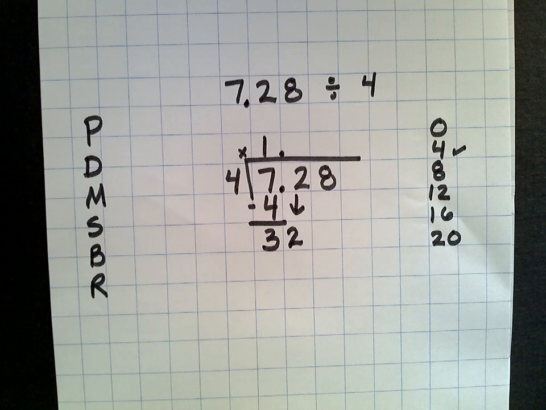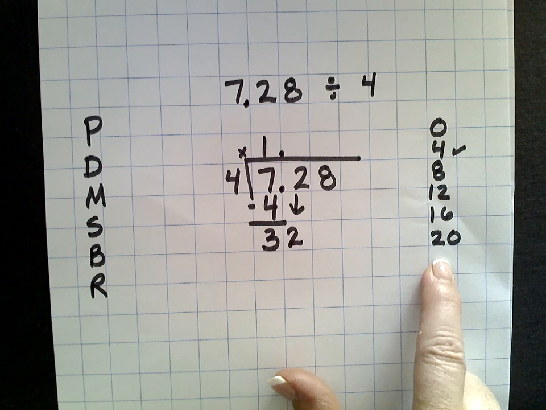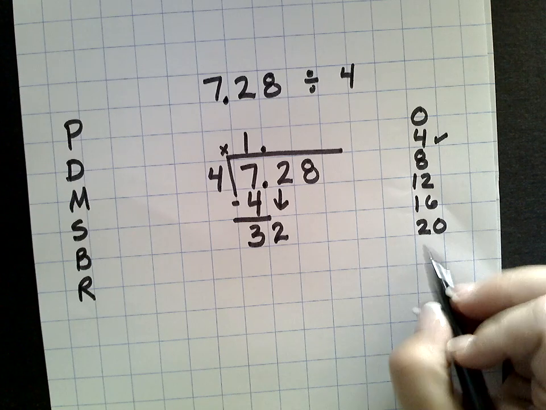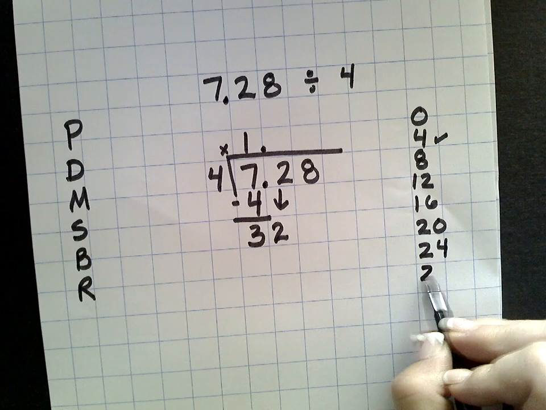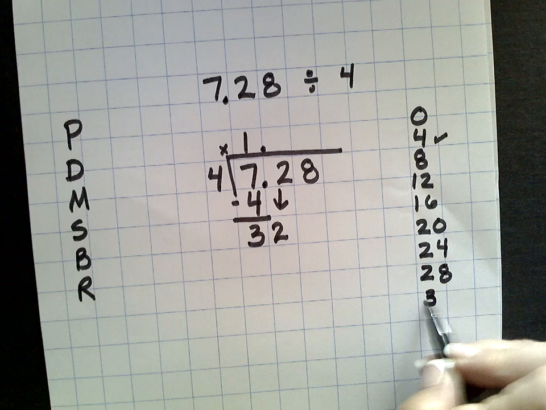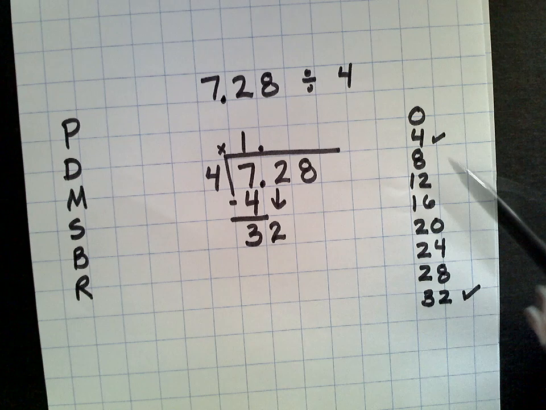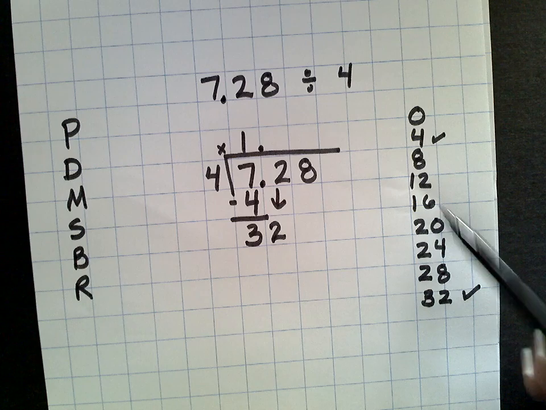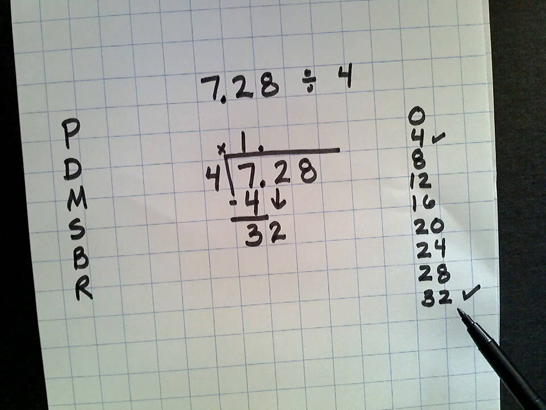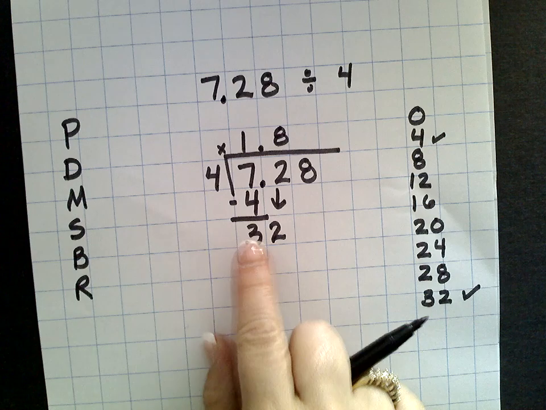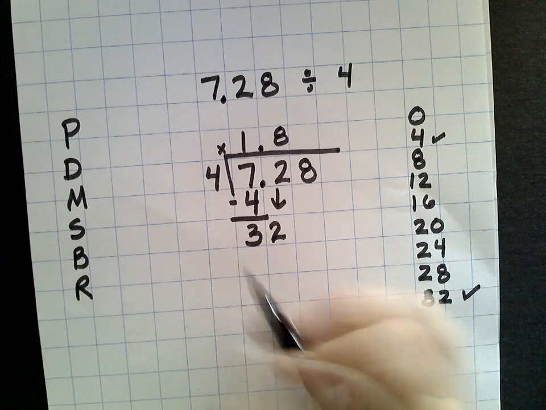Right next to that 3, it's now 32. So 4 goes into 32. I'm noticing our list is not quite large enough, so let's keep writing. 20, the next one will be 24, 28, 32. Look at that. So if I look, this is times 1, times 2, times 3, times 4, times 5, times 6, times 7, times 8. So that 8 is going right above that 2 because that's what I brought down. 8 times 4 is 32.